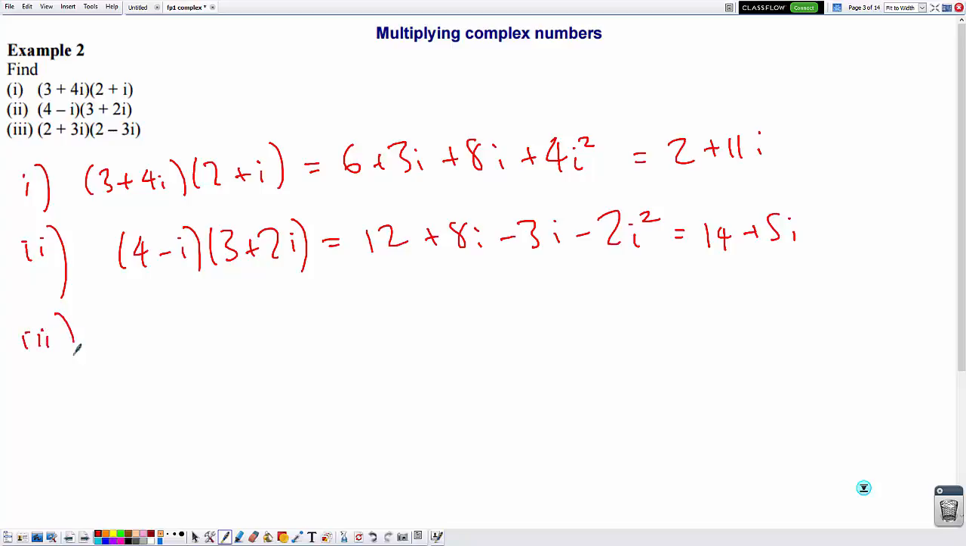Okay, part 3. Now we've got 2 plus 3i times 2 minus 3i. Now we can do it as we've done before, but instead let's be a little bit smarter and notice this is the difference of two squares. When we do the difference of two squares, all we need to do is square this and square that and put a minus in the middle, and we're done. So this is 4 minus 9i squared, and i squared is -1. This is 4 plus 9, which is 13. Done. Now this is actually always true. This is the conjugate of this complex number. We'll look at that soon. When you multiply a complex number by its conjugate, you just get a real number.